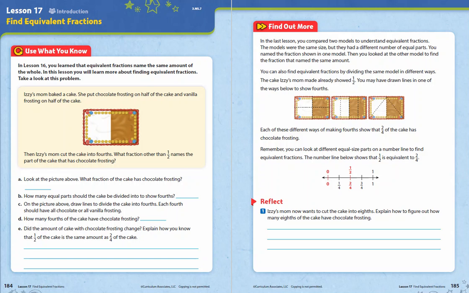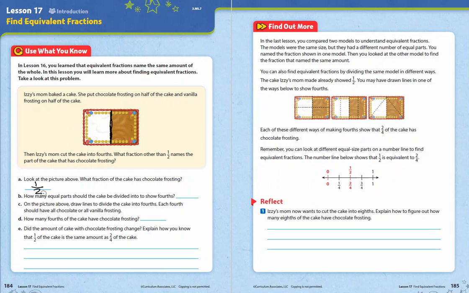So let's look at this picture first off. It says, look at the picture above. What fraction of the cake has chocolate frosting? Well, right here is the line that divides the chocolate frosting from the vanilla frosting. So if we cut this rectangle, or this cake, in half, we have half chocolate and half vanilla. So this fraction is 1/2. Half of the cake is chocolate frosting. So let's move on to B.